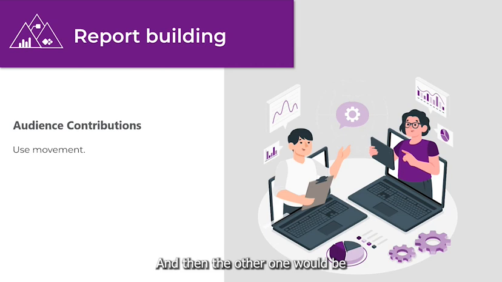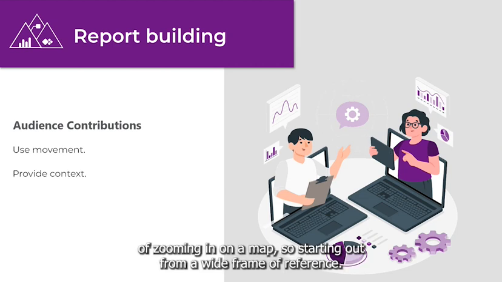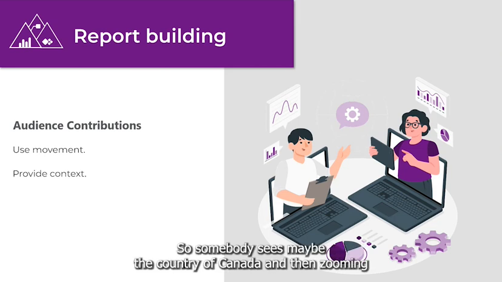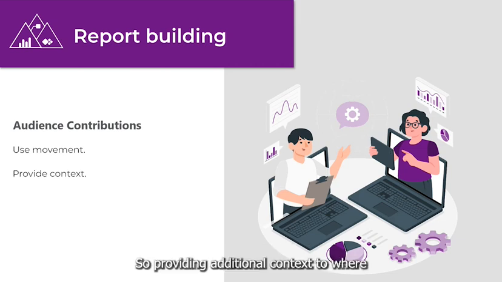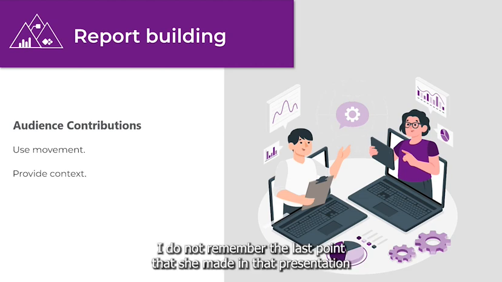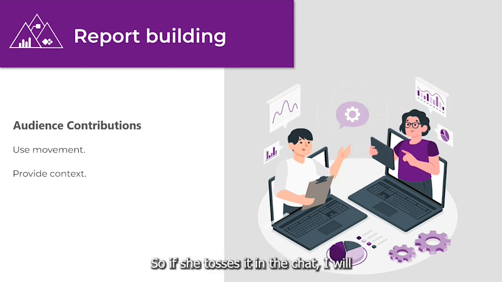And then the other one would be providing additional context. I remember her showing the example of zooming in on a map. So starting out from a wide frame of reference, where somebody sees maybe the country of Canada, and then zooming all the way into Alberta and then into Calgary ultimately. So providing additional context to where it's needed. I do not remember the last point that she made in that presentation, but I remember it was a great one. So if she tosses it in the chat, I will happily let her say that one.